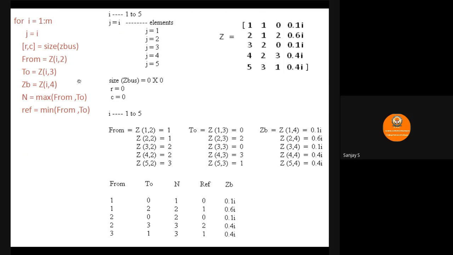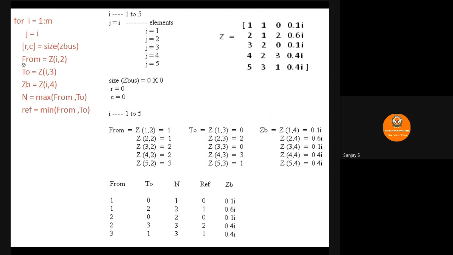Next set of lines, it's very crucial to understand the rest of the program. For I varying from 1 to m, j is equal to I. So I is going to vary from 1 to 5 because m is 5 and j is equal to I. That means whenever I is 1, j is also 1. Whenever I is 2, j is 2. Whenever I is 3, j is 3. Like this, it continues up to 5. And I have rewritten Z matrix here for reference purpose. Then R comma C is equal to size of Z bus. So here size of Z bus initially is 0. So your R is 0, C is also 0. R represents rows of Z bus matrix. C represents columns of Z bus matrix.